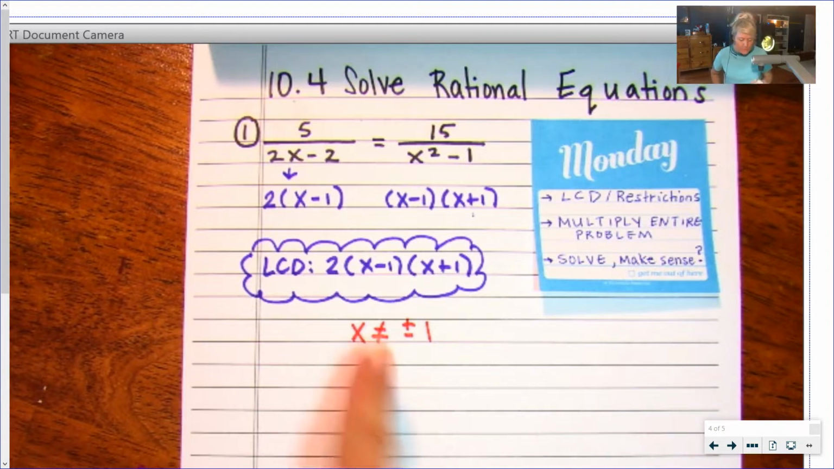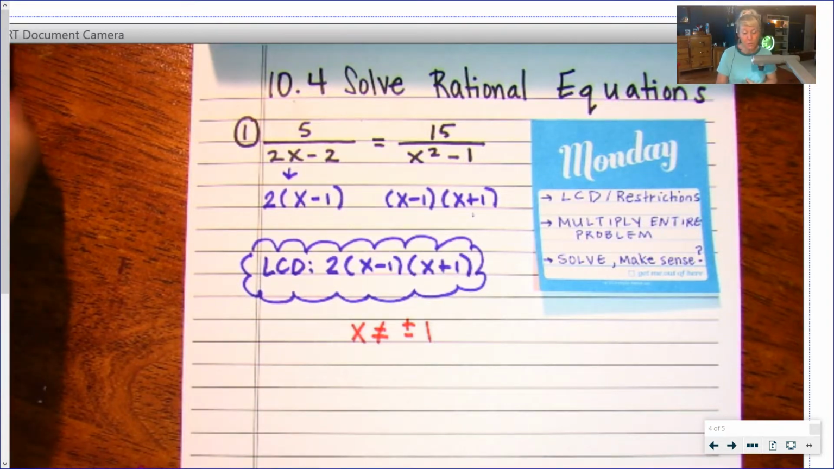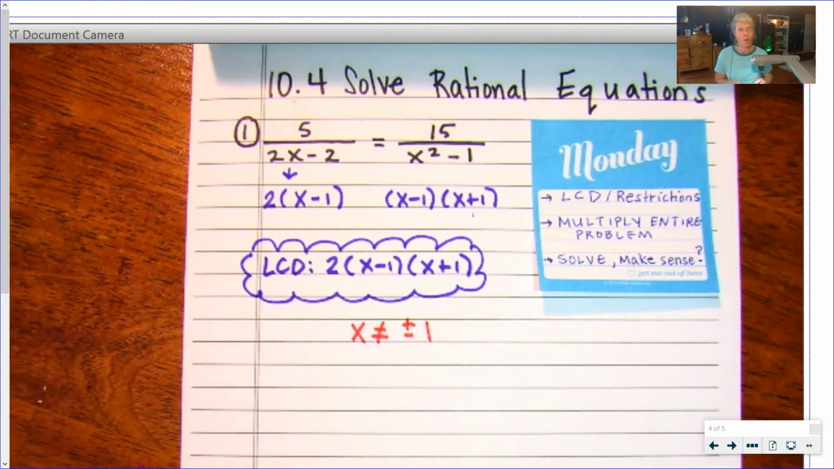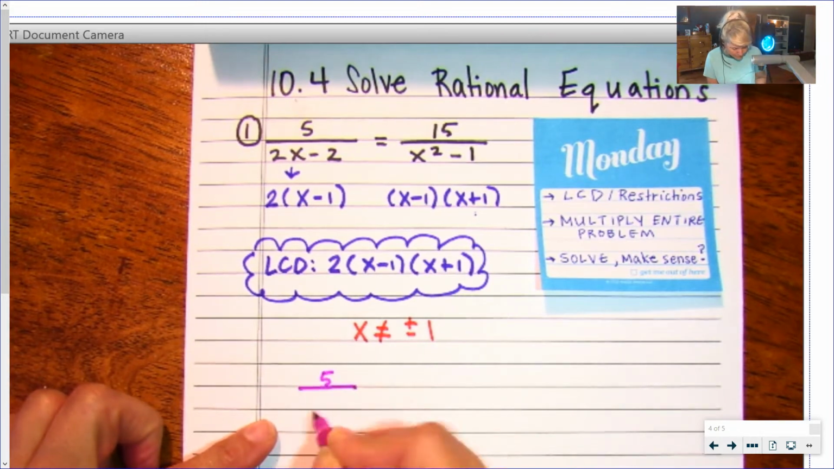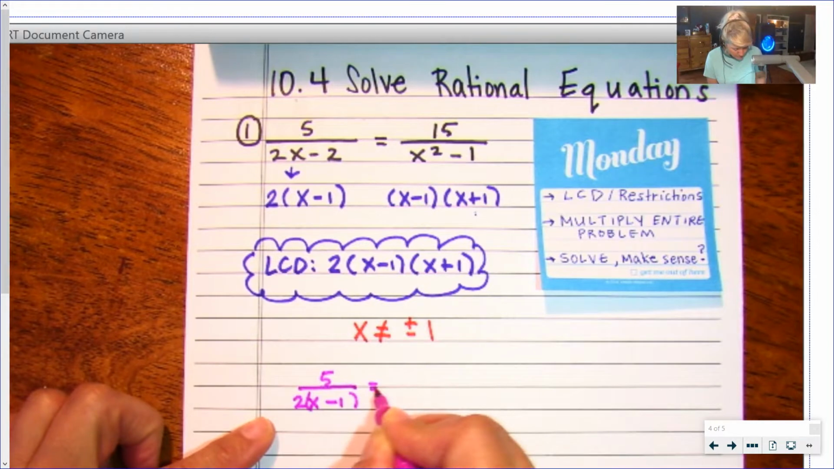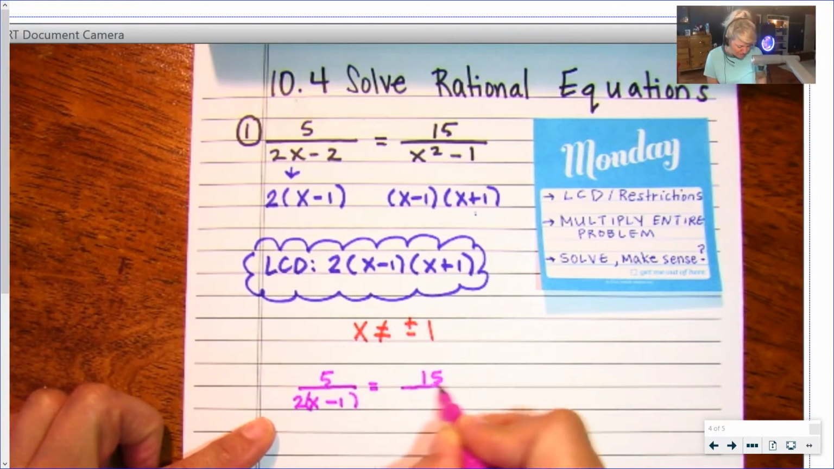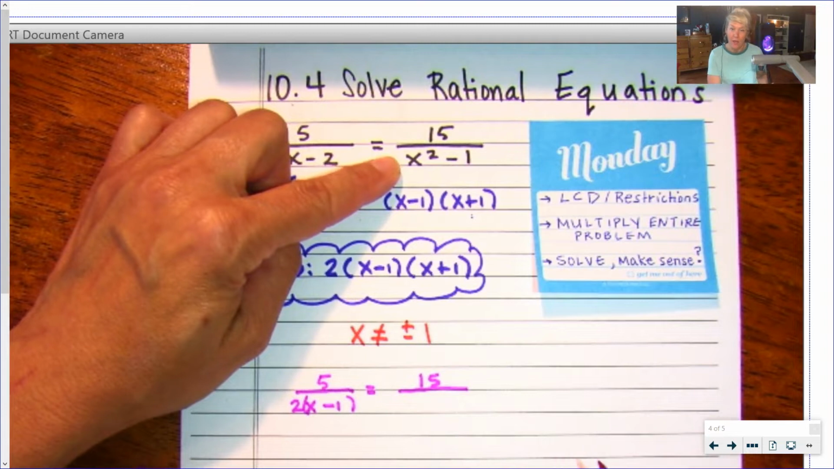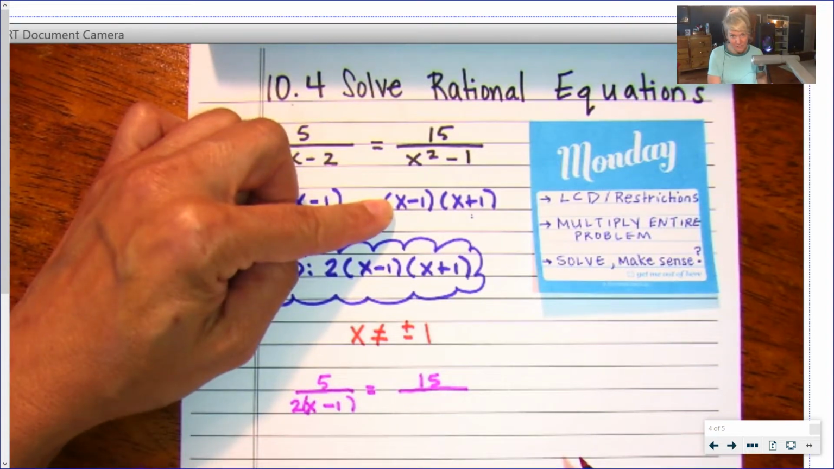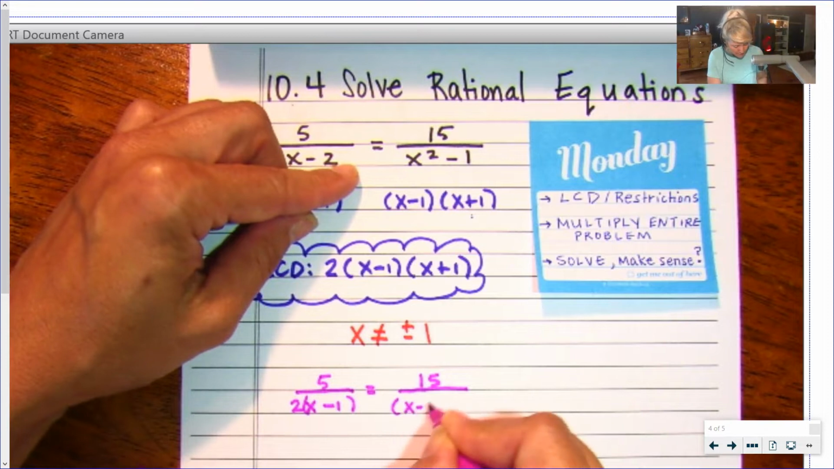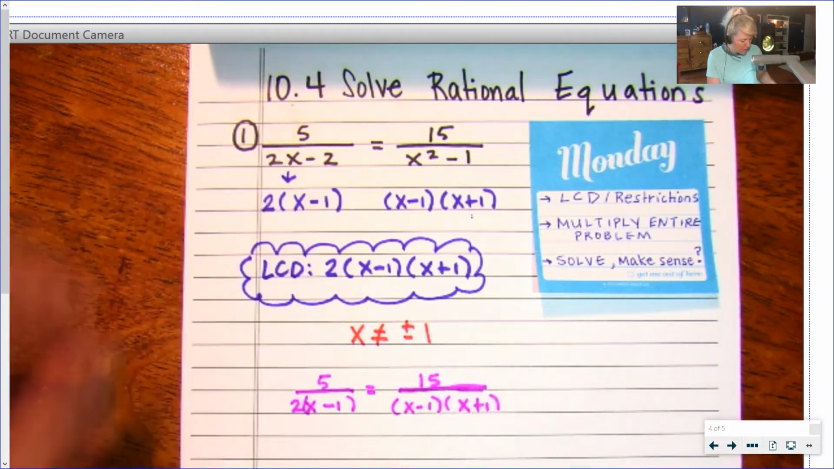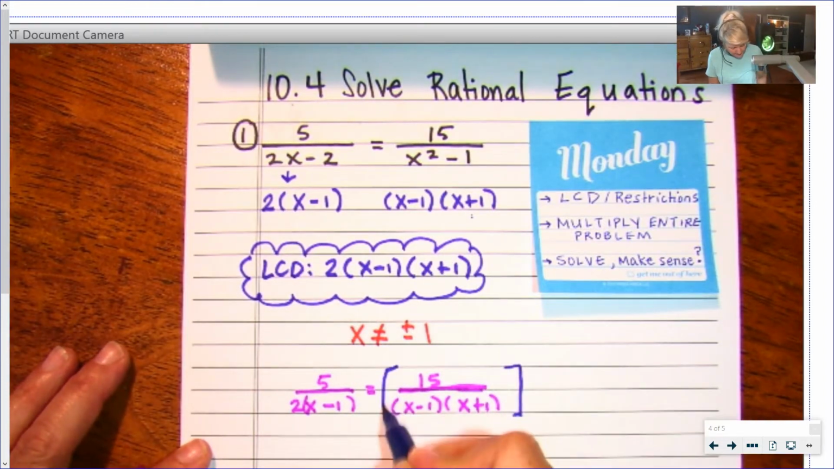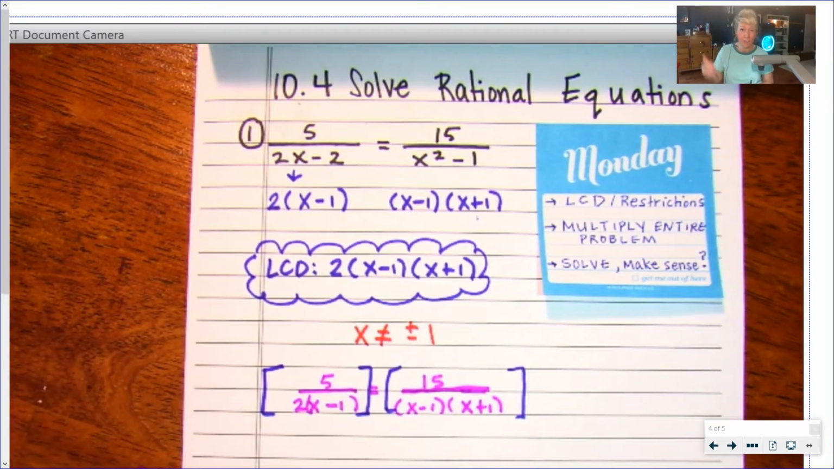Okay, so now that we know what the LCD is, we are going to, again, multiply the whole entire problem by the LCD. So I'm going to recopy the original problem. And when I say original, it's not really original because instead of the binomial here, I am going to write it in factored form. So I am going to write the denominators in factored form. All right, so we're going to take both sides of the equation and multiply by the least common denominator. That's going to wipe out the fraction bars.